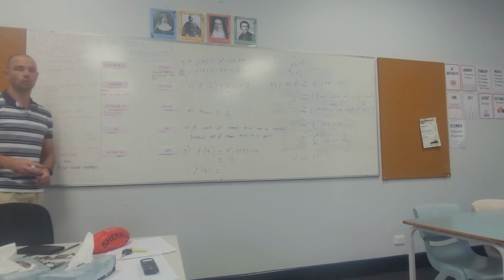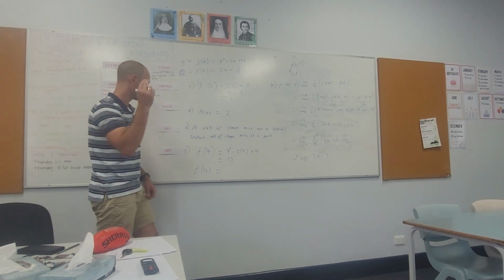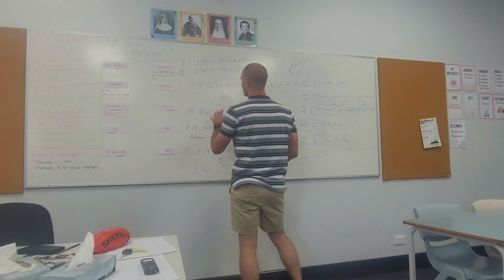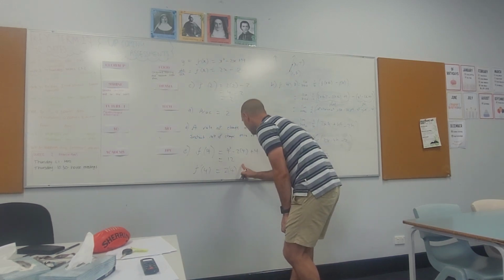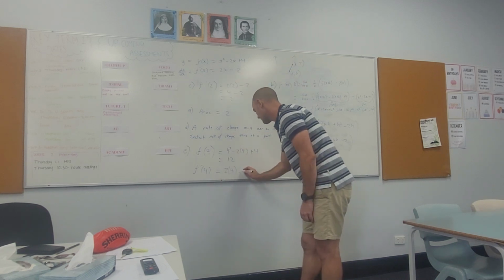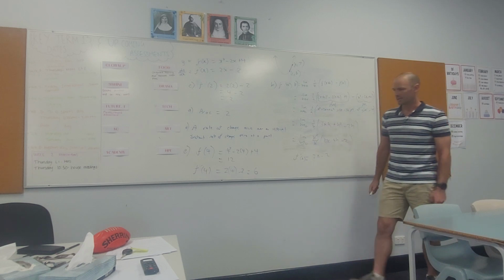Find f dash of 4. So now we're going to put the number 4 into our derivative function, our slope function, our gradient function, okay? I'm going to keep using all of the different words that we use for it so that we get the hang of the notation. F dash of 4 is 6.